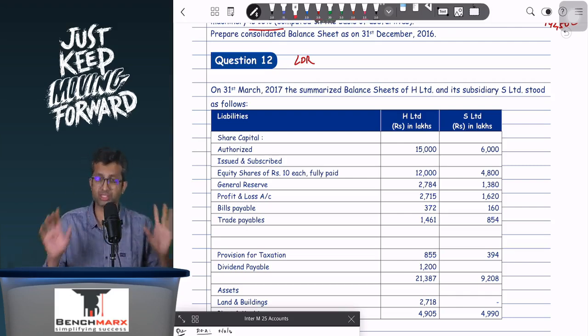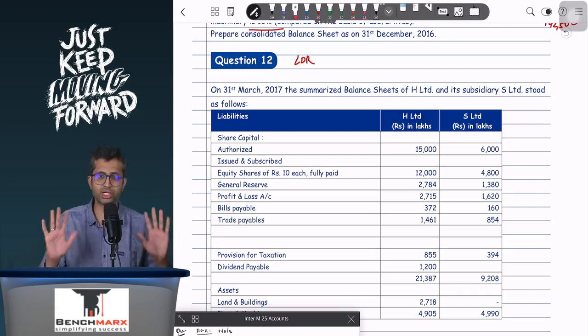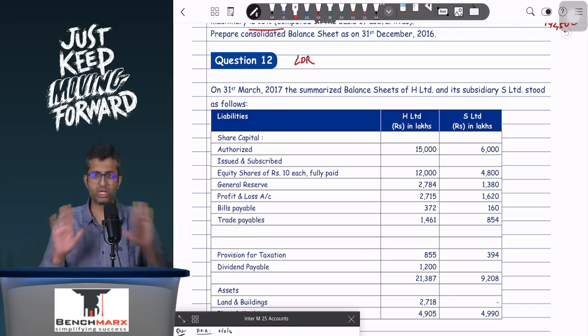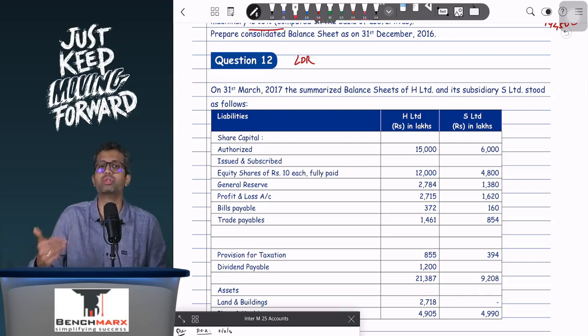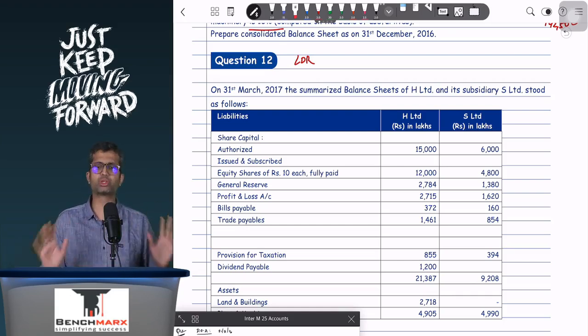In my opinion, that is wrong. But that is there in the study material, even in your May 25 updated version of the study material, and hence we will honor what the Institute says and do accordingly. Though we will also say what ideally should be the appropriate treatment if bonus is out of post-acquisition profits. Though we will ignore that from an exam perspective because the Institute also ignores that.